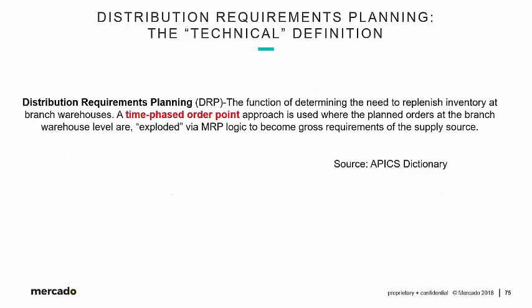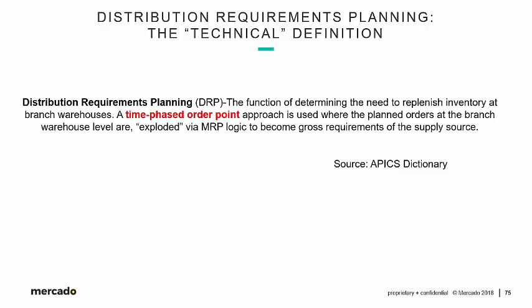Much like we saw with MRP, let's provide a technical definition of distribution requirements planning. As you can see right away, it's a little bit shorter than that MRP definition, but it's the same source, the APICS dictionary. Distribution requirements planning is the business function of determining the need to replenish inventory at branch warehouses. We said that, albeit less eloquently, in our previous slides, identifying how many warehouses, how many DCs in our U.S. distribution network we have, and when and in what quantities we have to have finished goods in each of those DCs to meet customer demand.